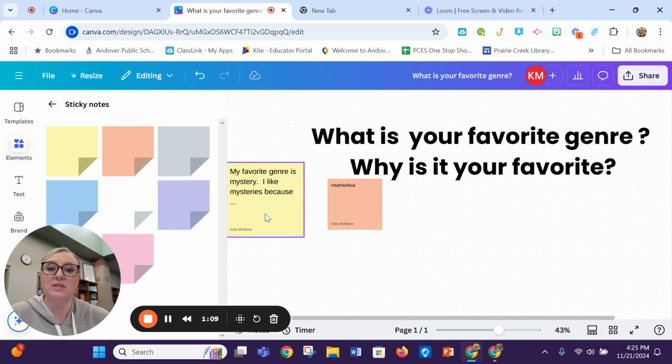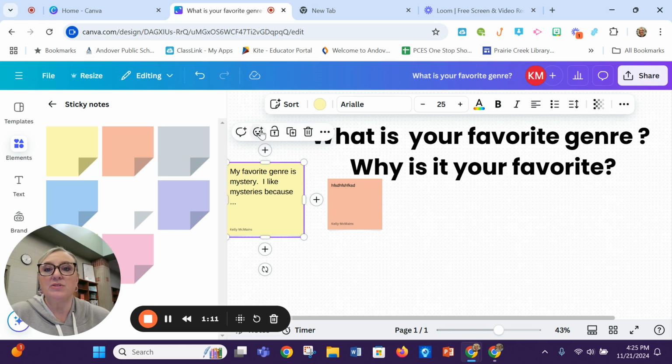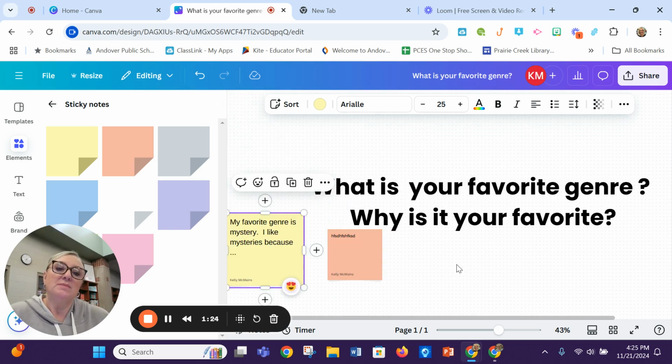the sticky notes. One of the other things I like that you can do is add a reaction to it. So if I really like that idea, I can put a heart eyes on it or something like that, which is something that the kids would really enjoy doing as well. So the reason why I picked this is that I wanted to pick a collaboration board.